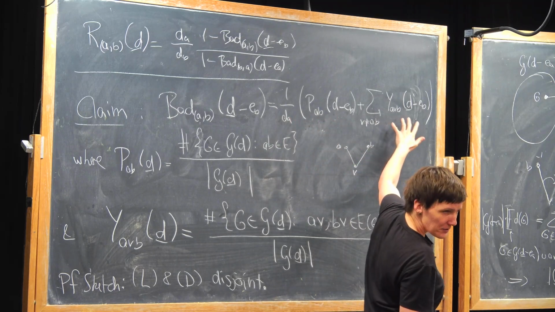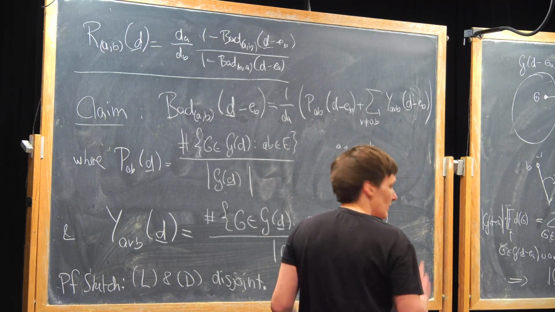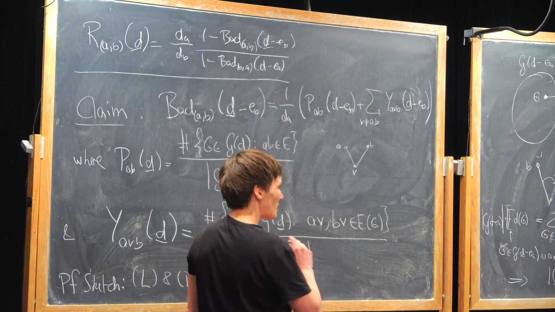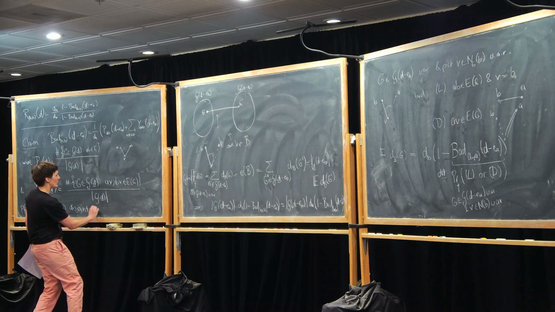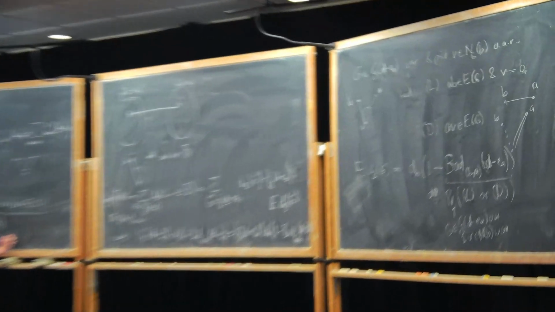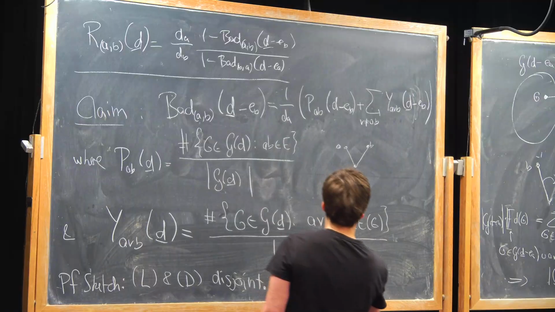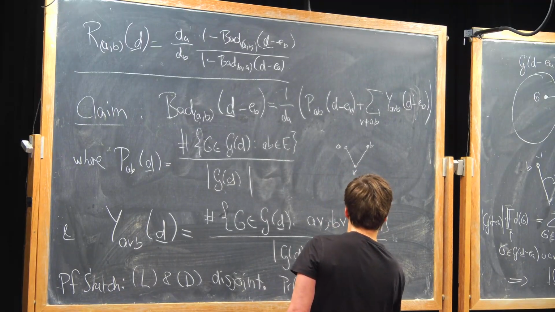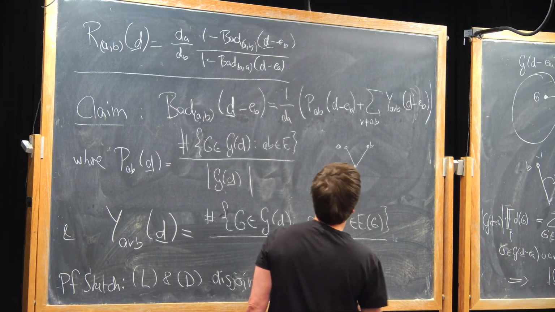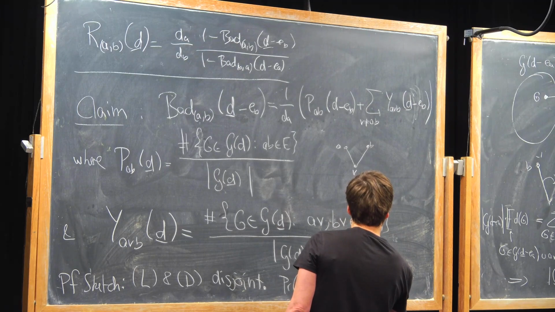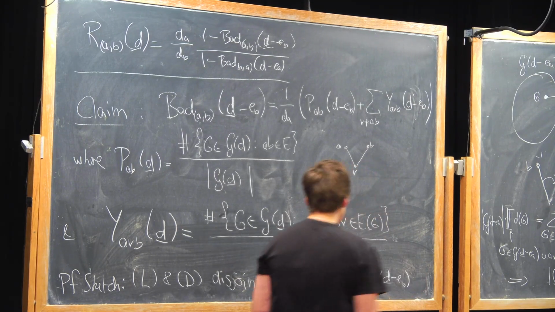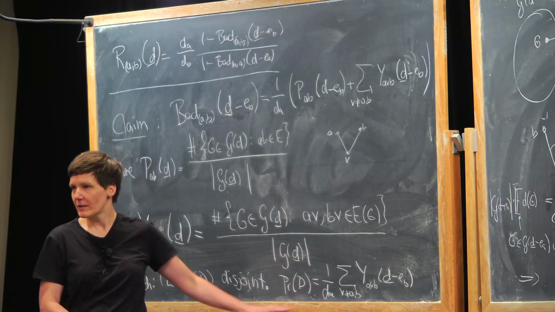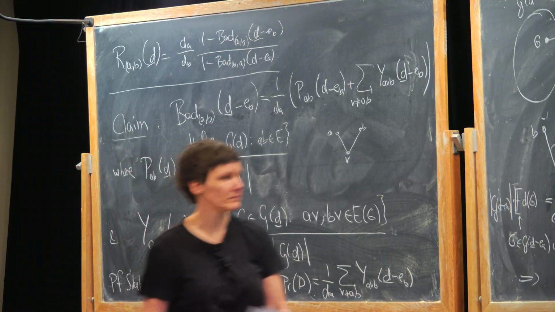This one is a bit harder to see, and I put it on the problem set sheet from yesterday. So show that the probability of the double edge is equal to 1 over dA times the sum over all v not equal to A, B of this YAVB. I want to let you think about this for a bit, but if you want hints, let me know.